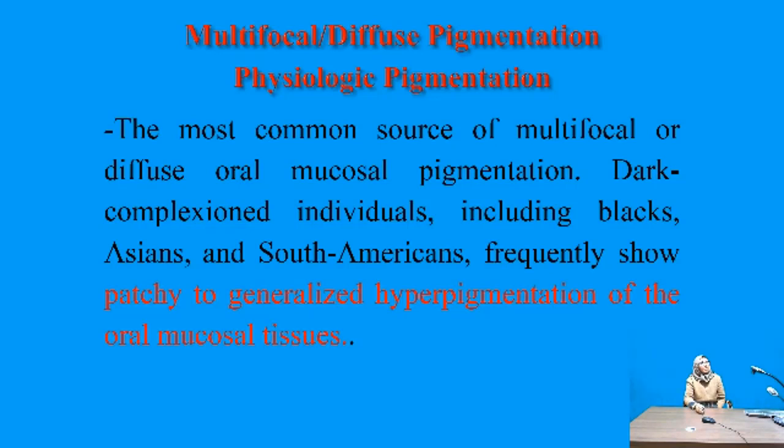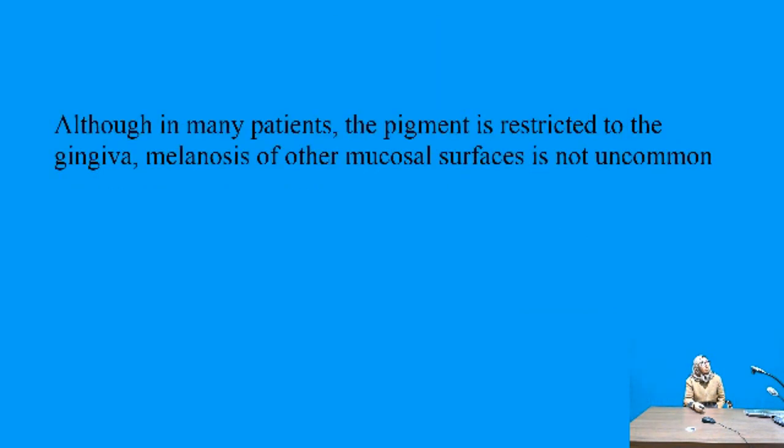The most common one and the most important one is physiologic pigmentation. It is considered the most common source of multifocal or diffuse oral mucosal pigmentation. Dark complexion individuals, including blacks, Asian, and South American, frequently show patchy to generalized hyperpigmentation of the oral mucosal tissue. Although in many patients the pigment is restricted to the gingiva, melanosis of other mucosal surfaces is not uncommon.